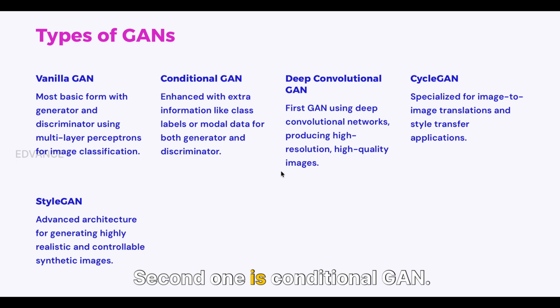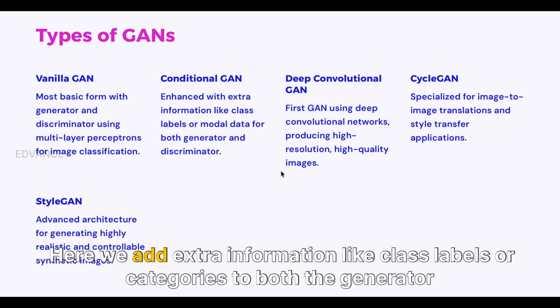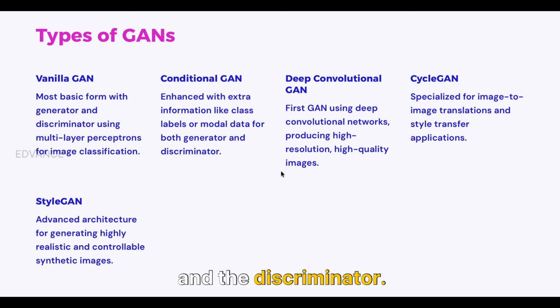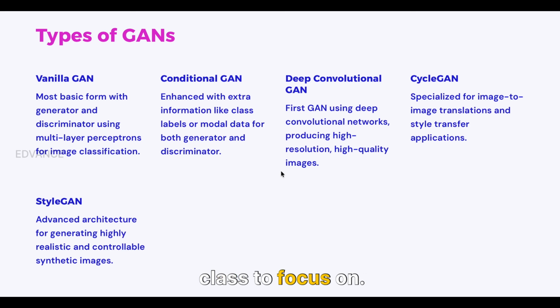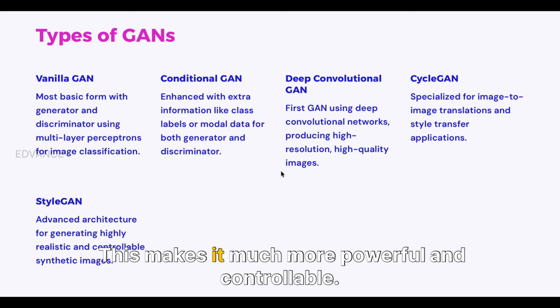Second one is conditional GAN. Here we add extra information like class labels or categories to both the generator and the discriminator. For example, if we want the GAN to generate images of cats and dogs, we can tell it which class to focus on. This makes it much more powerful and controllable.